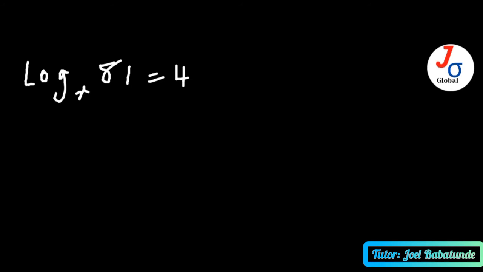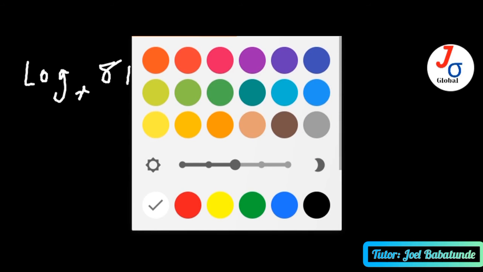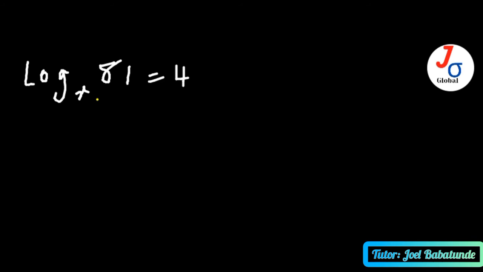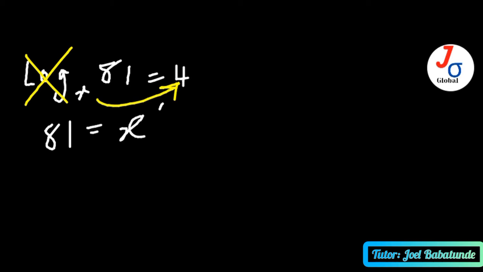So in today's lesson, we're going to be finding the value of x in this logarithmic function. So we have log 81 base x equals 4. And how do we solve for the value of x? So we have to convert this logarithmic equation into index form. And how do we do that? We looked at that in the previous lesson. You have to take the base here and then cancel out the logarithm. So we have 81 equals x to the power of 4.